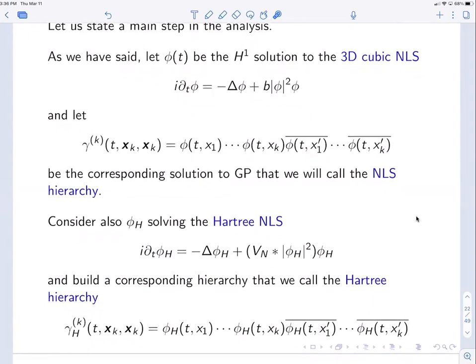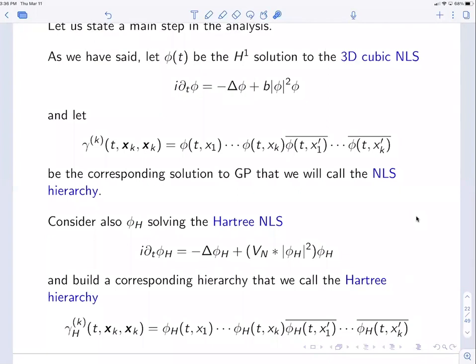Well, we could do the same thing with the Hartree nonlinear Schrodinger equation. So that is, we could take the same initial condition phi sub 0 and let phi sub h denote the solution to this nonlinear equation, where instead of the pure power, phi squared, we take phi squared and convolve it with Vn, which is approximately the delta. So in the n to infinity limit, we see that it does become just phi squared. But for finite n, it's Vn convolved with phi squared times phi h.